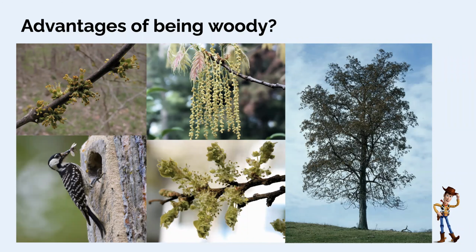Secondary growth, probably the most memorable result of secondary growth is that it produces wood. So woody tissues, woody plants. So these are locally trees and shrubs, and both of them have advantages that they get from putting on a lot of this woody tissue.